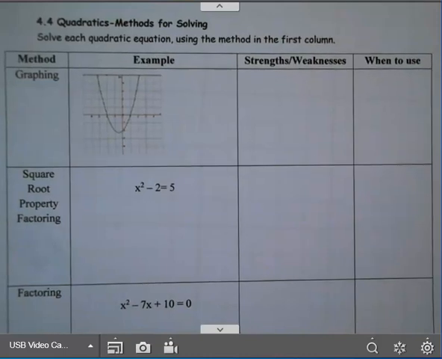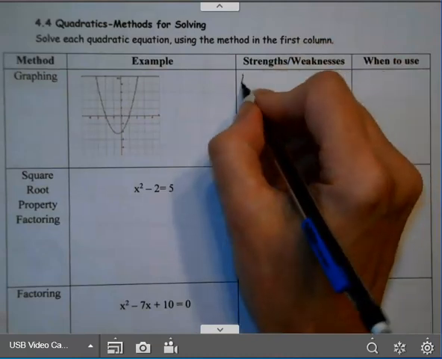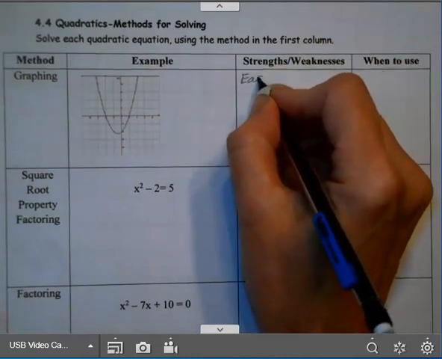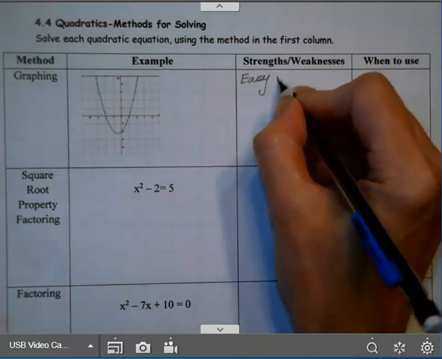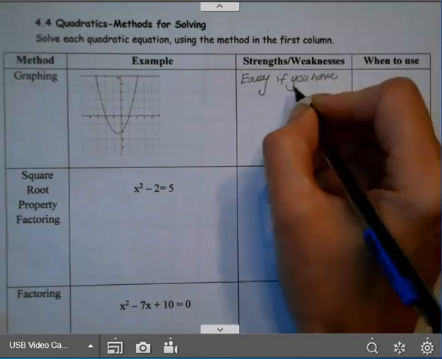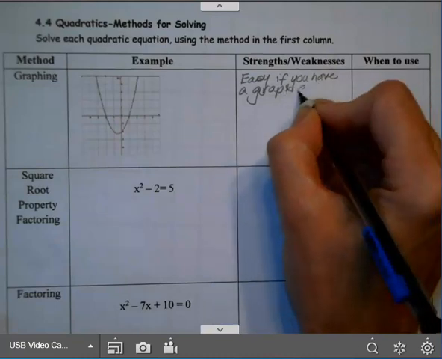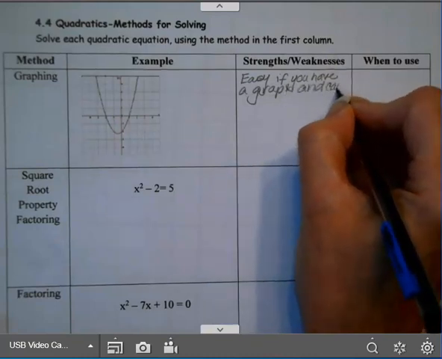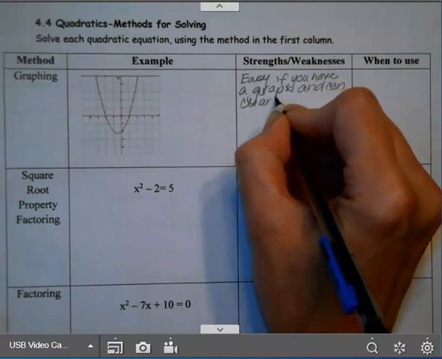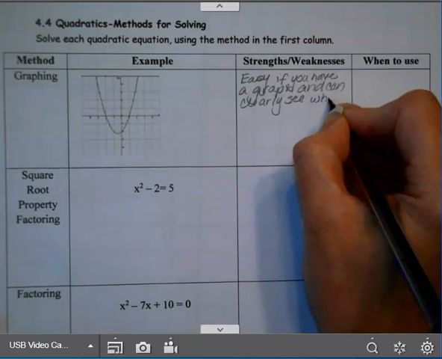We've been looking at several ways you can solve quadratics. Today we're going to talk about when to use which method. The graphing strength is it's easy if you have a graph and can clearly see where it crosses the x-axis.